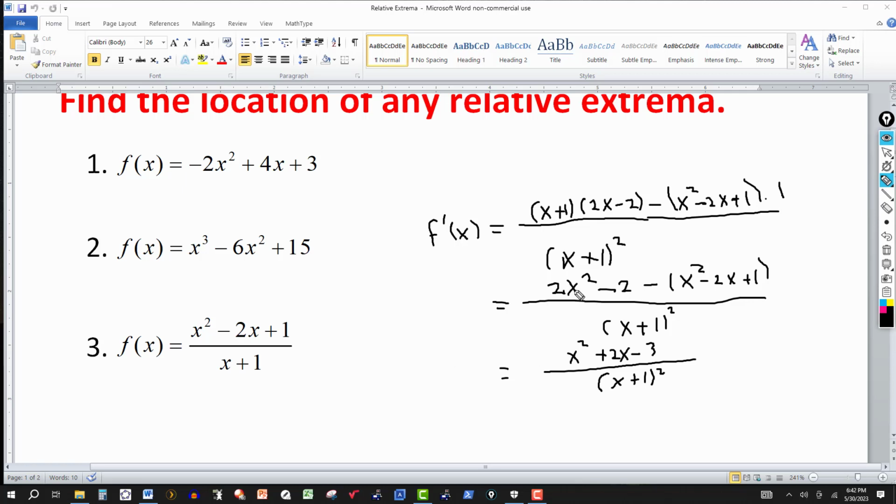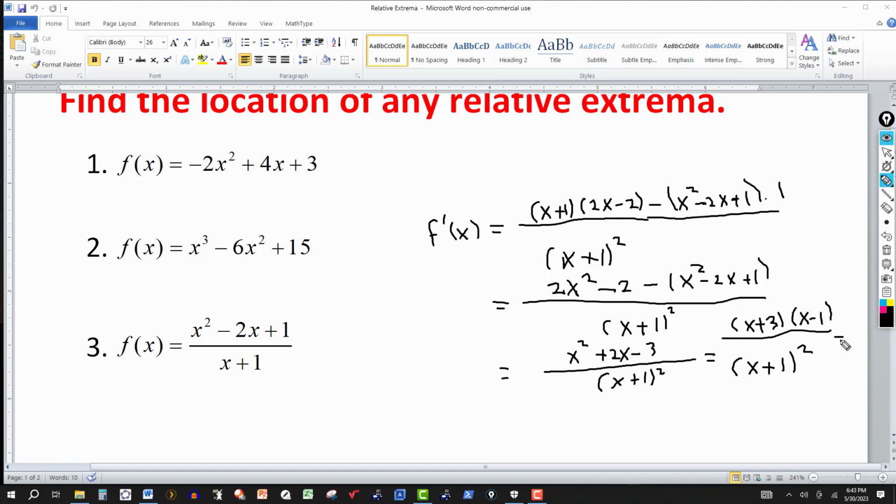So again, it's just 2x squared here and then a minus x squared. We got the x squared here. We get a minus minus, we get the plus 2x, and then the minus 1 and the minus 2 is minus 3. So we're going to end up with that. And then we can factor this out. The numerator will factor into x plus 3 and x minus 1.